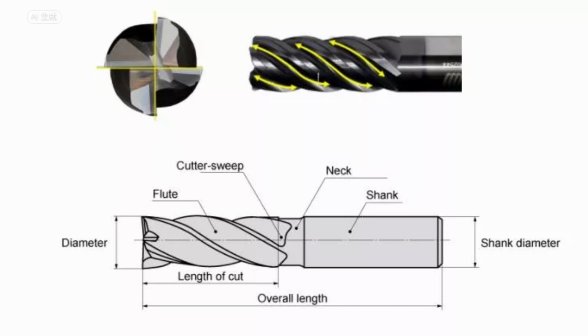Cutter sweep, the arc or path formed by the cutting edge during rotation. Cutting length, the axial length over which the cutting tooth's edges engage in material removal during milling. Helix angle, the angle between the end mill's helical flute and its center line.